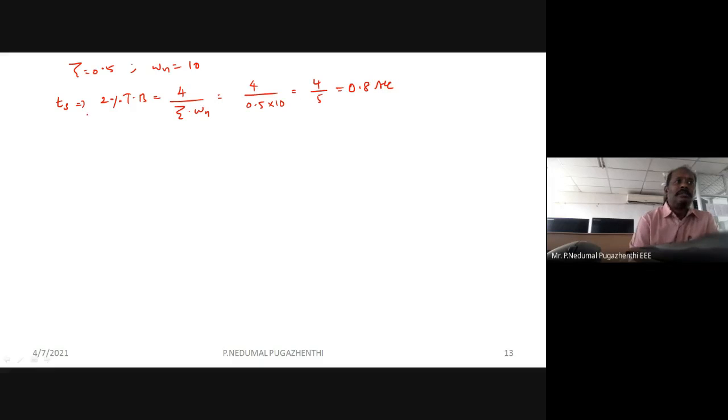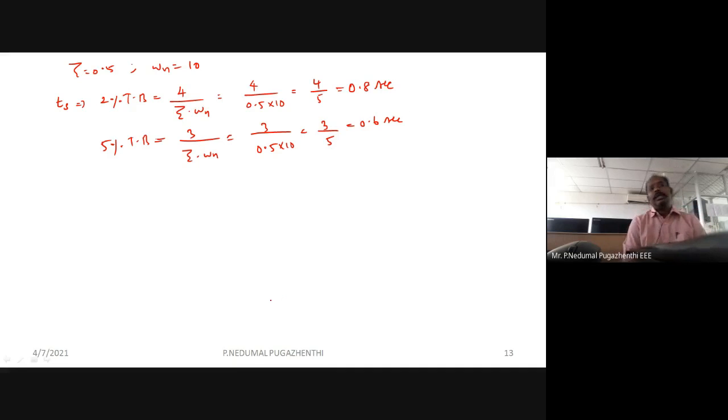So this system will settle down at 0.8 seconds when the tolerance band is 2%. For a 5% tolerance band, it is going to be 3 divided by zeta into omega n. So 3 divided by 0.5 into 10, so 3 divided by 5, which will give you 0.6 seconds. It will settle much faster because the tolerance band is a little wider, 5%.